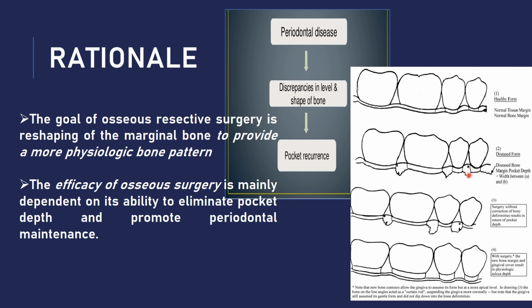There are bony discrepancies. So you can see that even after the removal of the soft wall, after pocket elimination, this remains. So this bony defect is still there, and it will cause the pocket depth to return. So that is why there is a need for pocket elimination, with soft tissue procedures, periodontal flap surgeries, along with the osseous reshaping. This helps in eliminating the pocket depth and promoting periodontal maintenance.